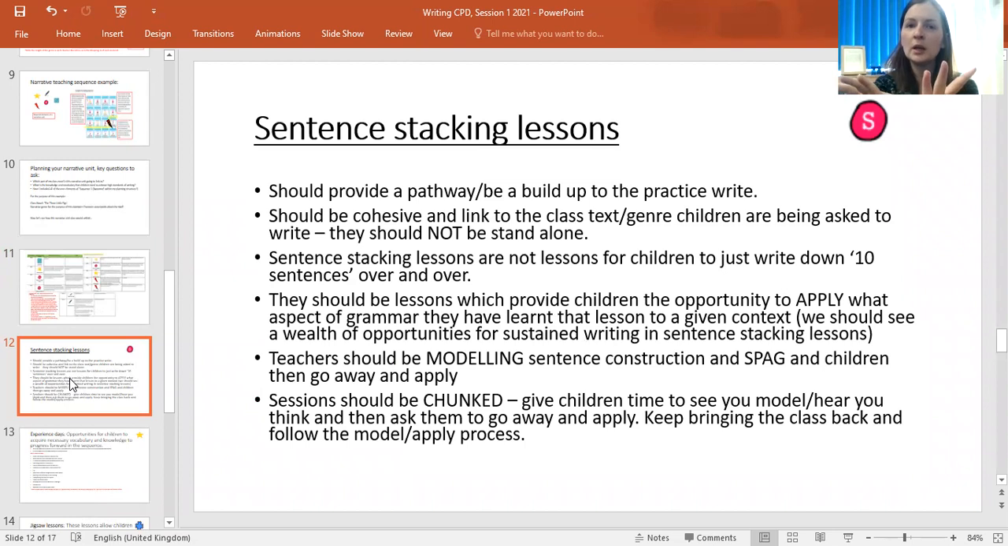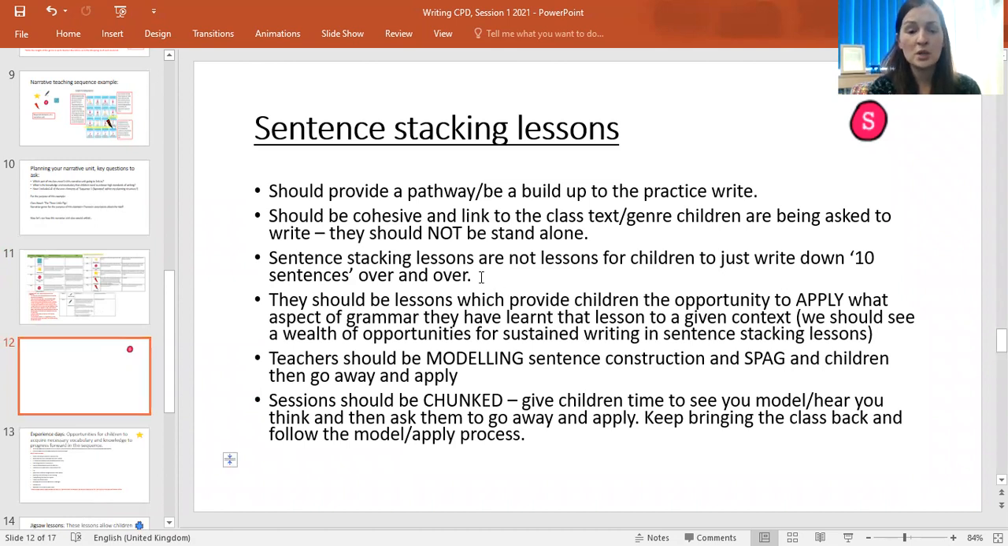There's no good me doing a paragraph on day one that links to the practice write, but then the next day doing nothing that links to it. Children need to see that practice write unfolded, so that all those paragraphs make their job easier. It makes their life easier when they get to that practice write.